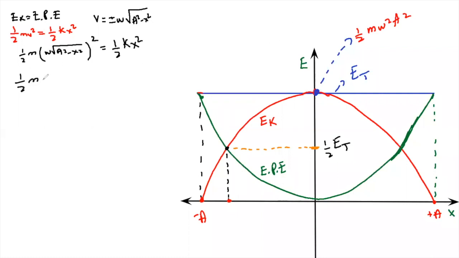It's going to be 1/2 m omega squared (a squared minus x squared) is equal to 1/2 k x squared. Now I have 1/2 on both sides, so I can simply cancel these out, right? Now, I also know that k, I forgot to add one thing here. We want to substitute k as well.